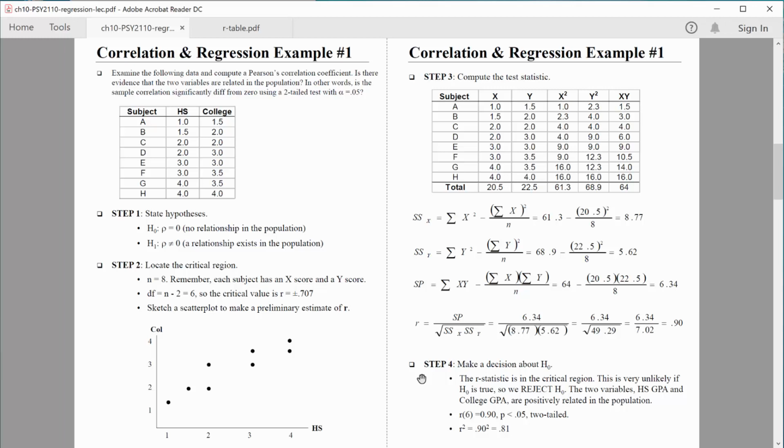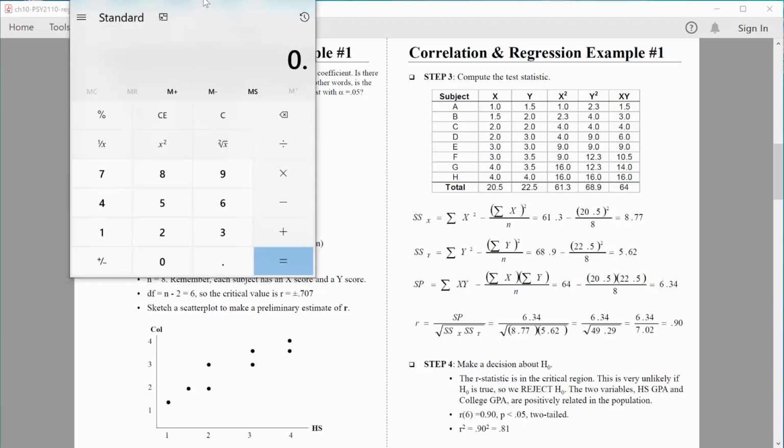In a journal article, we would say that r with 6 degrees of freedom equals 0.90, and the probability of finding that just by chance is less than 5% based on a two-tailed test. The appropriate measurement of effect size is r squared. All we need to do is take that r value, 0.90, and square it. Let's go ahead and do that.